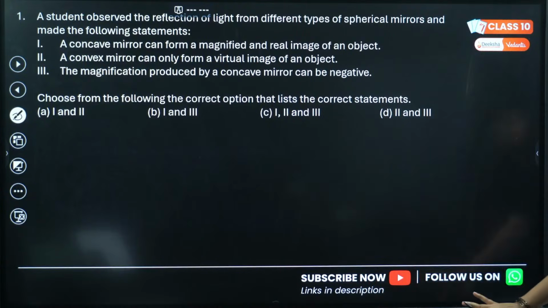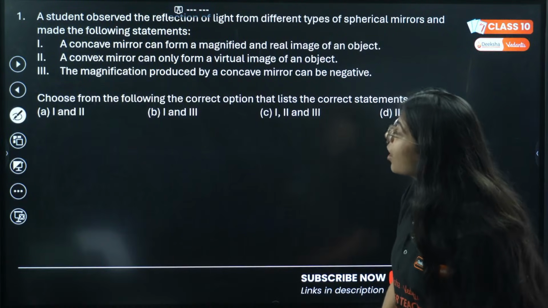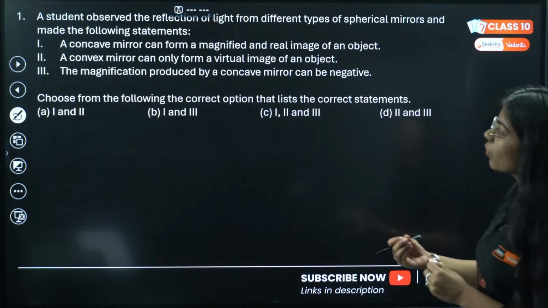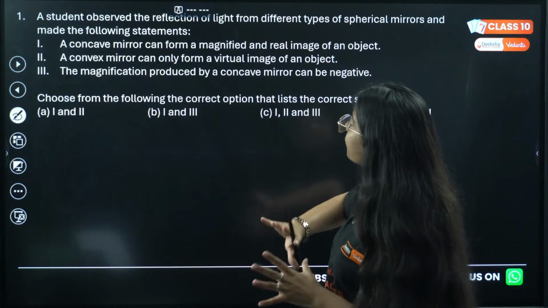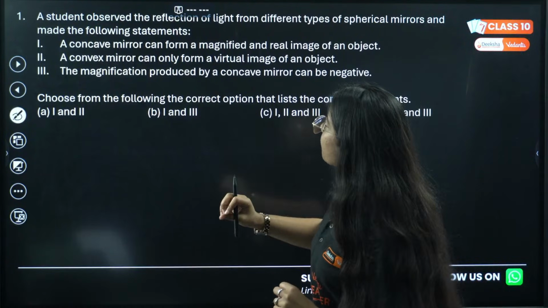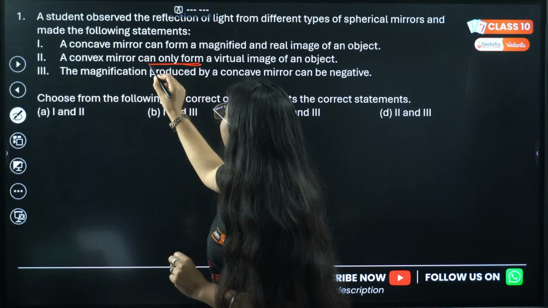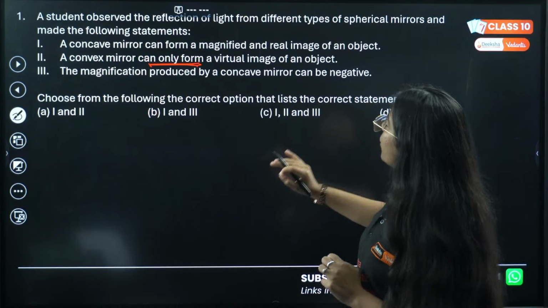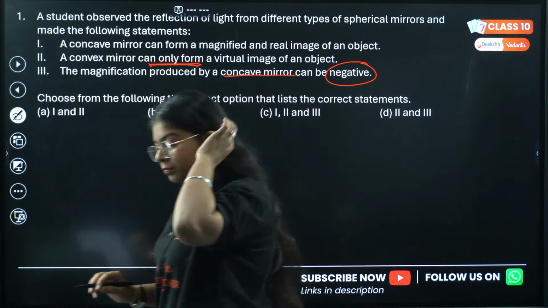Read it carefully first. A student observed the reflection of light from different types of spherical mirrors, and he made the following statements. First, a concave mirror can form a magnified and real image of an object. Second, a convex mirror can only form a virtual image. See, take note of all the words that are present in the question. Third, the magnification produced by a concave mirror can be negative. Which of these is true?